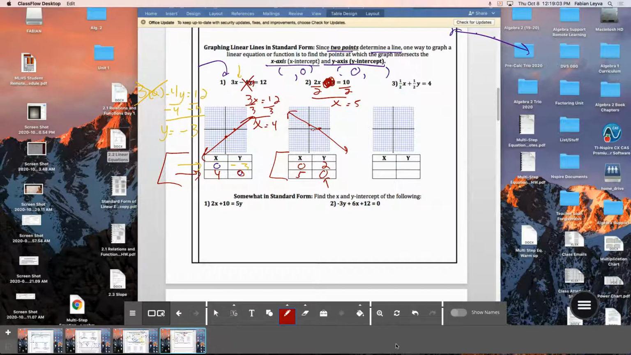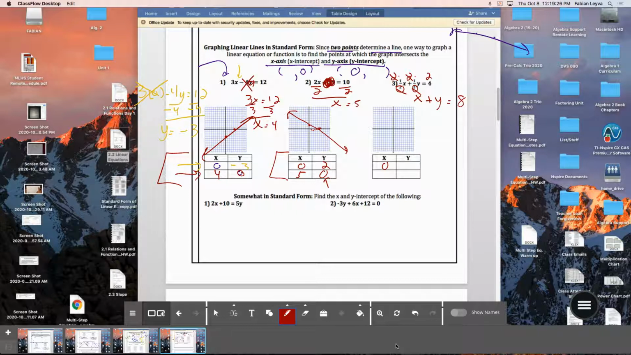All right, so number 3 seems a little challenging with all the fractions, but remember, in order to be in standard form, just get rid of the fractions to start off with. Notice that I have a 2 there, so I'm going to multiply everything by 2. These cancel out. You're left with x plus y is equal to 8, since the 2's cancel out. Super easy, right? It is in standard form.